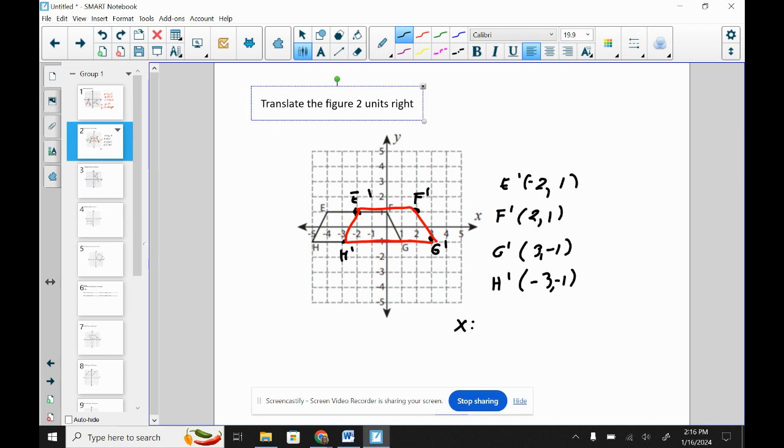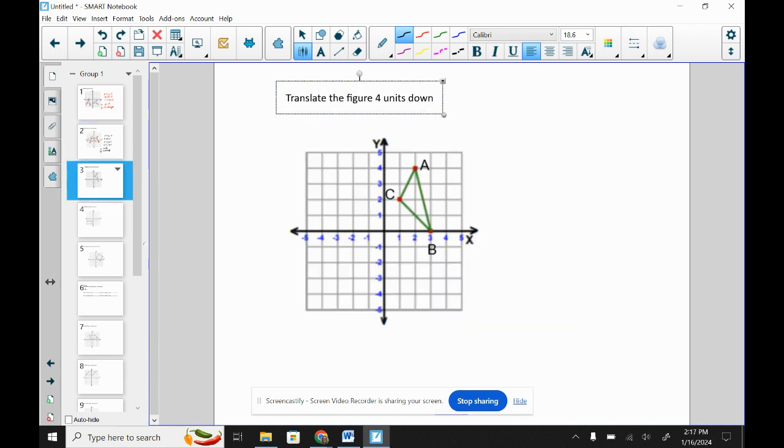So the question is, what's happening to the X coordinate? Well, we're noticing the X coordinate was at -4, now it's -2. It was at 0, now it's +2. It was at -5, now it's -3. It was at 1, now it's at 3. Our X is getting bigger by 2. Our Y is not changing.